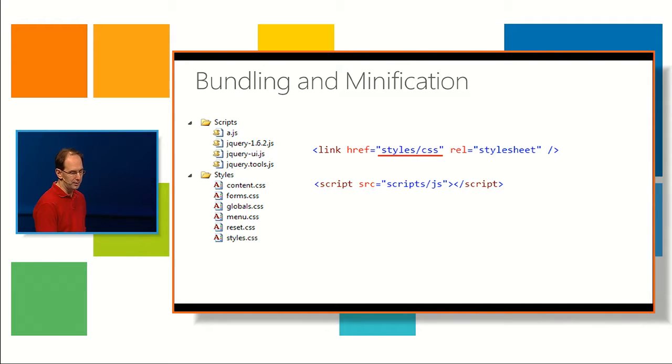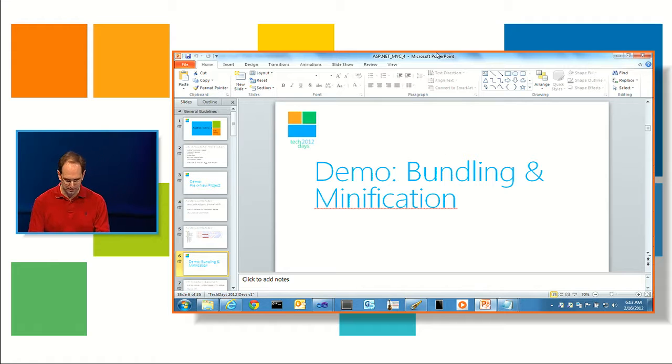Likewise, with JavaScript, instead of lots of separate JavaScript files, I can just say scripts/JS, because scripts is the folder and /JS just indicates the content type I want to pull from the folder. ASP.NET will again take all the JavaScript files, merge them together, strip out the white space, and send it down. So let's see that in action.